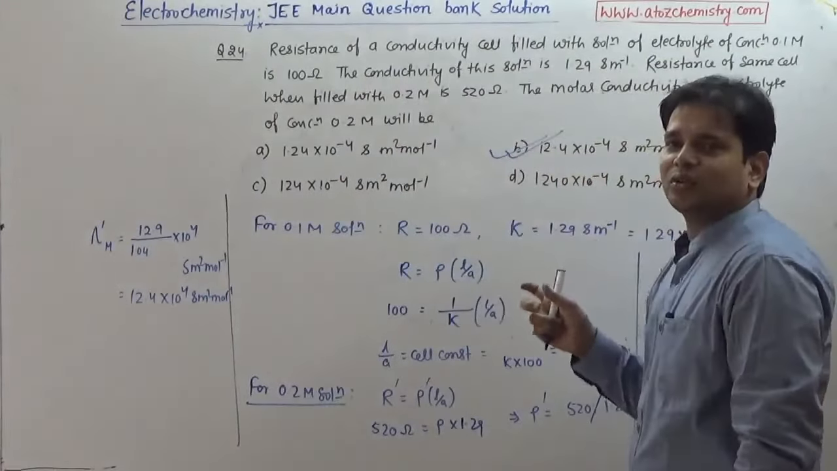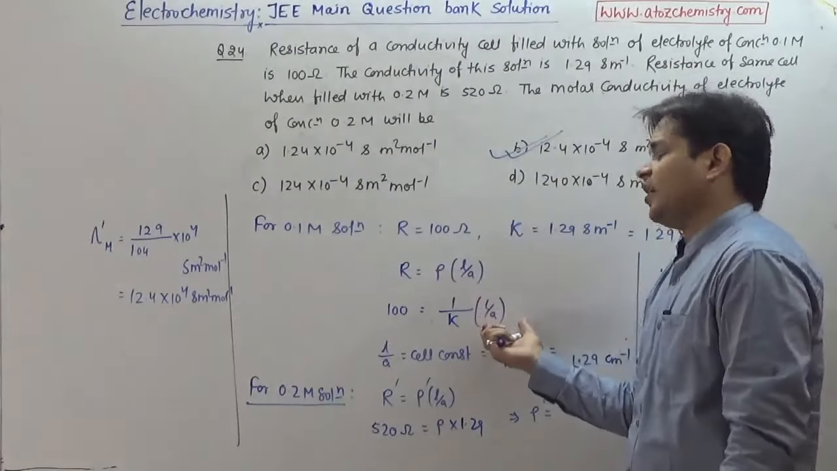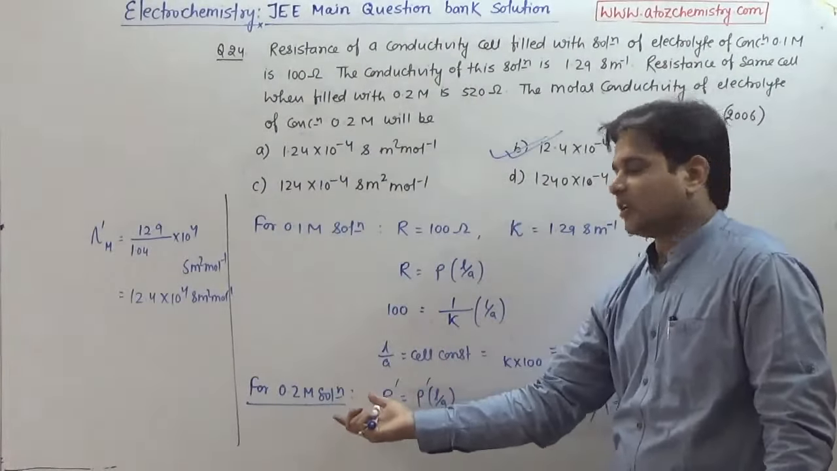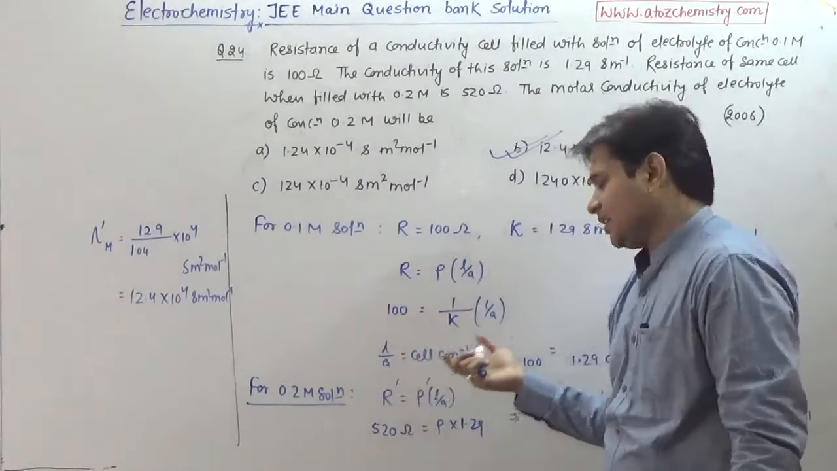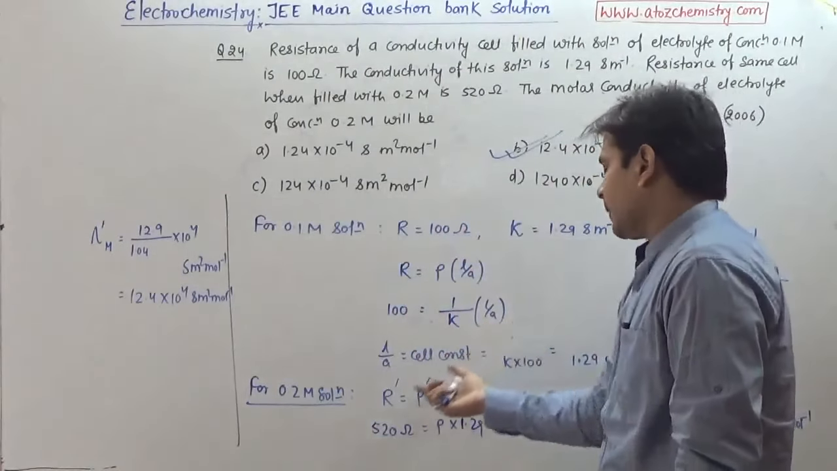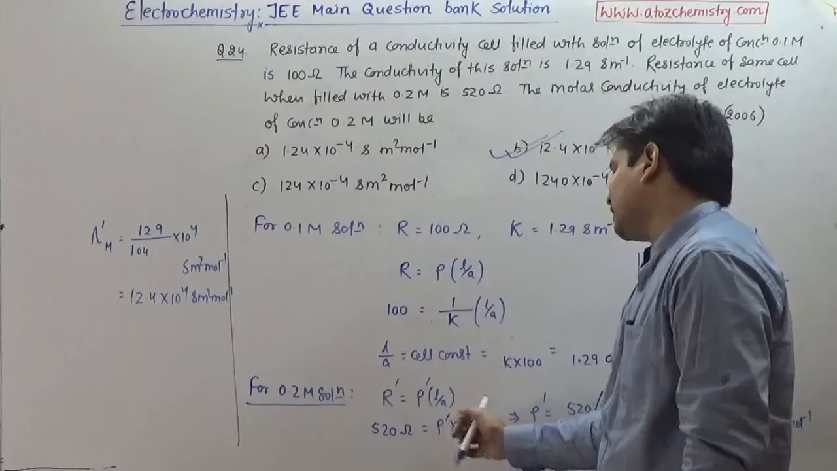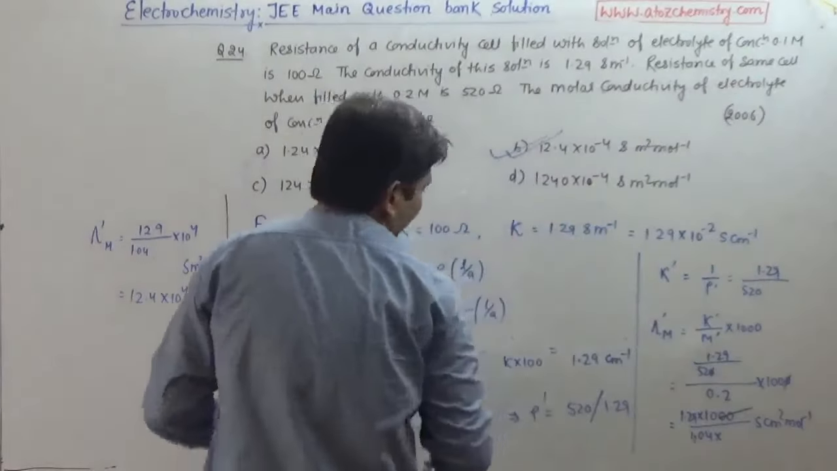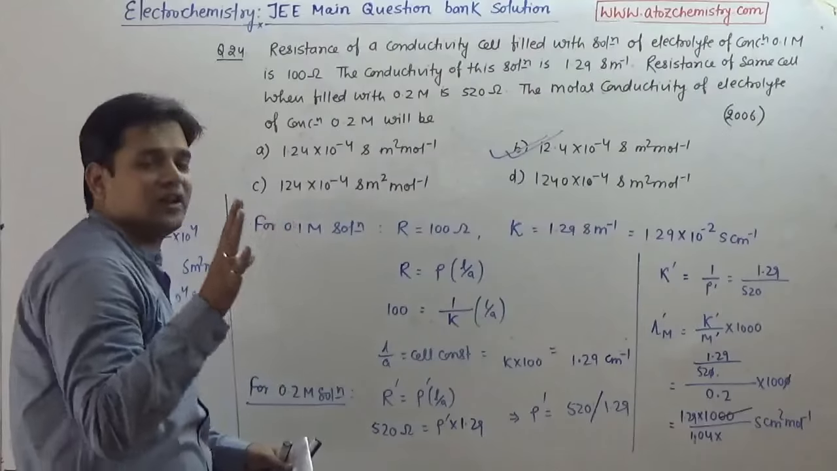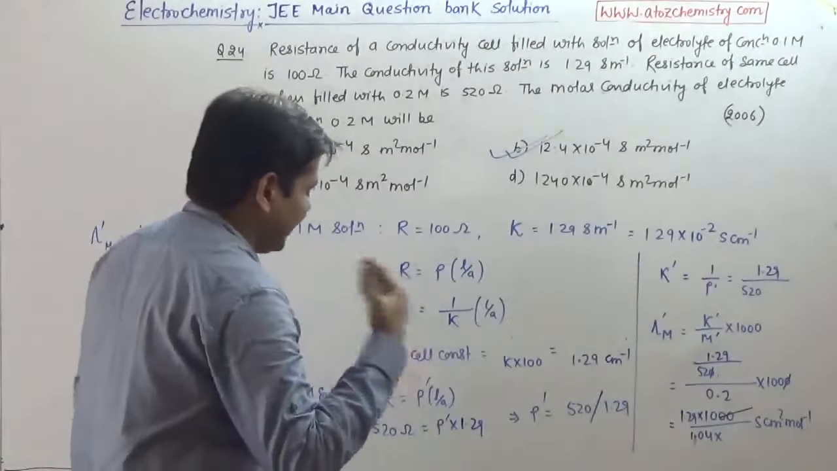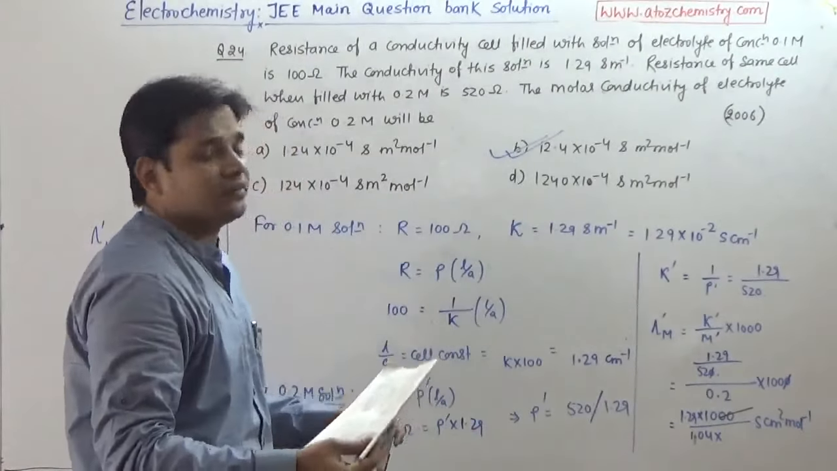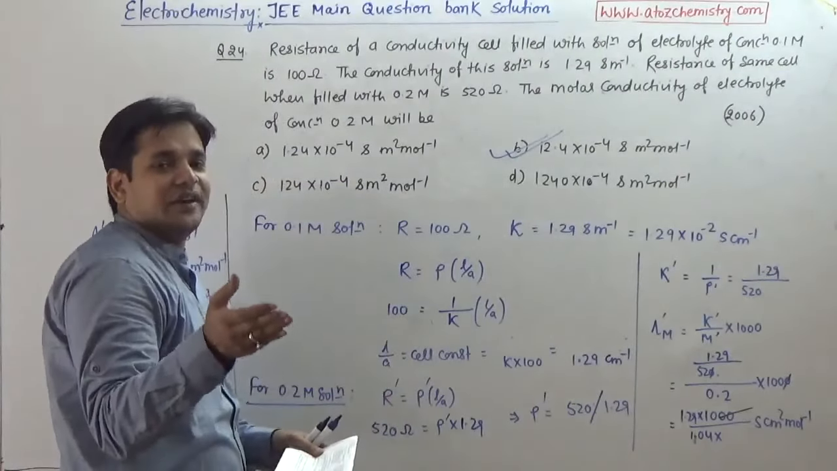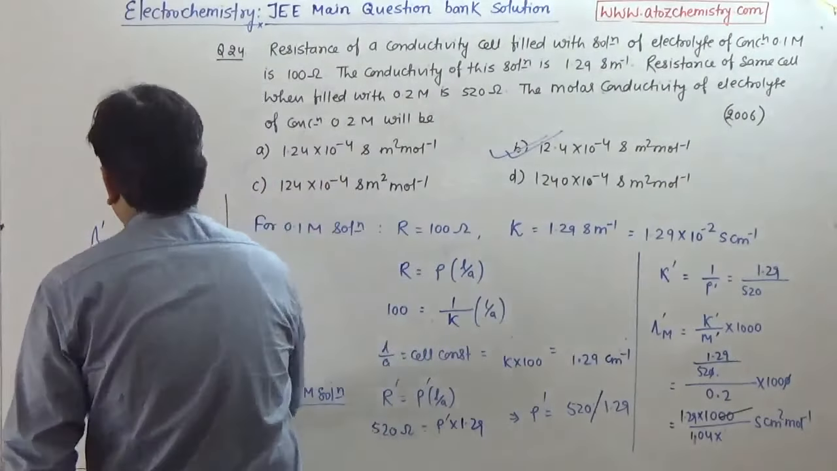In this question we only have to do this. From the first data we have to calculate the cell constant, and this cell constant is used in the second solution, because the same cell is taken, so the cell constant will be the same. With the cell constant, resistivity rho dash can be calculated. From rho dash we calculate kappa dash, and from kappa dash we calculate lambda m dash. So this is the concept. From the first data we calculate the cell constant, and in the next data, from resistance and the cell constant calculated in the previous step, we can calculate resistivity and conductivity, and from that the molar conductance.